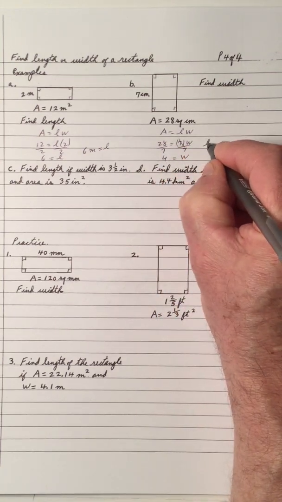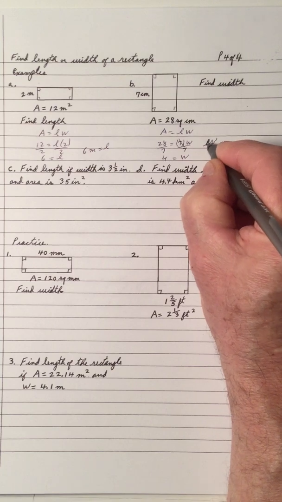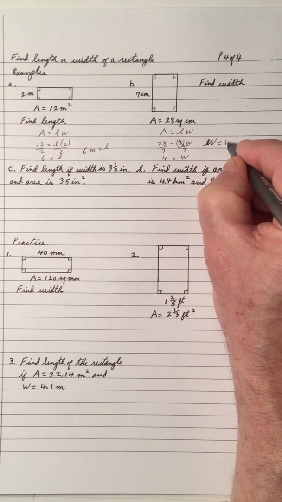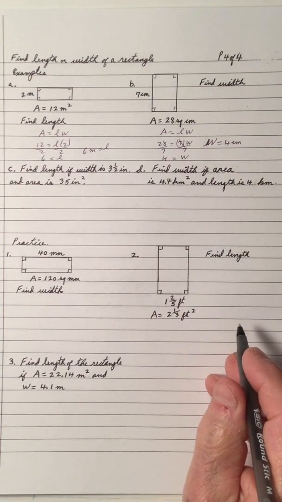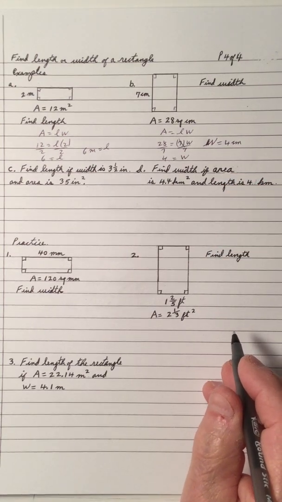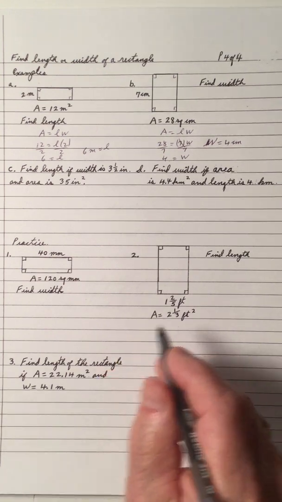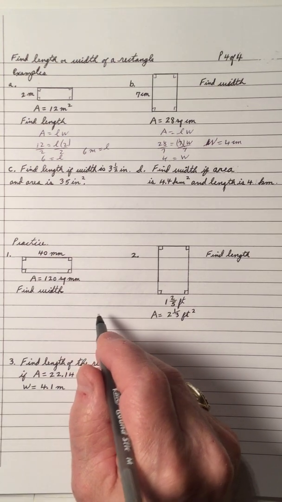So the width, I'm going to write length then, the width is 4, and we're talking about centimeters. So what we're doing in the reverse, we're dividing. If I know the area and the width, I divide the width into the area to get the length.